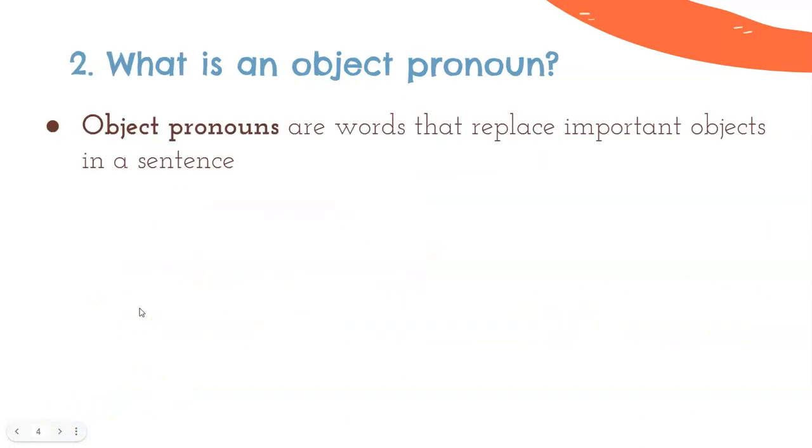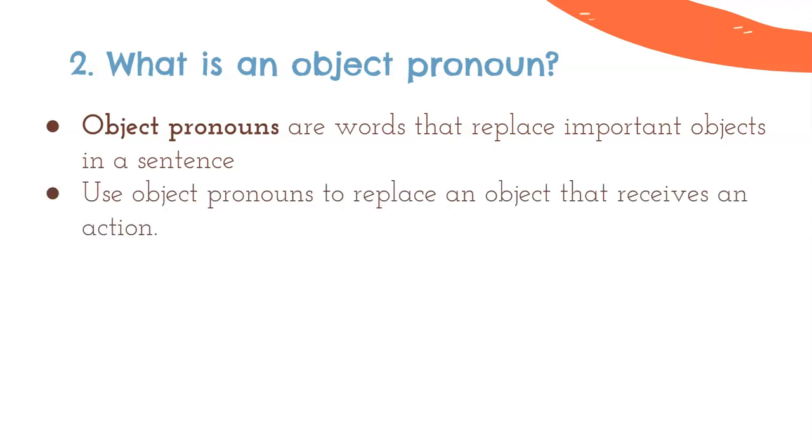Specifically, an object pronoun is a word that replaces an important object in a sentence. So it's the same thing. We're replacing information with a word that's a little bit more vague. Why would we do that? To help us not repeat ourselves a lot, right? Like if you are talking about a movie you watched over the weekend, you don't want to say the title of the movie 5 times. You just want to start saying, I watched it.